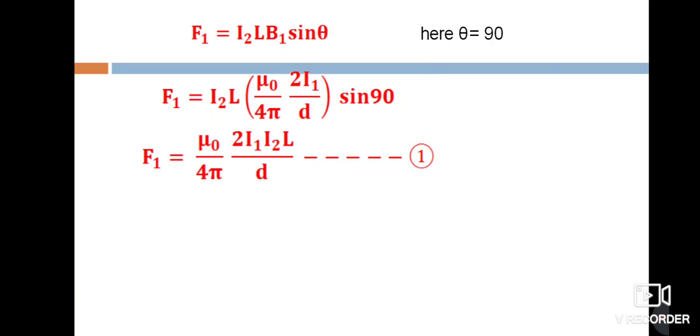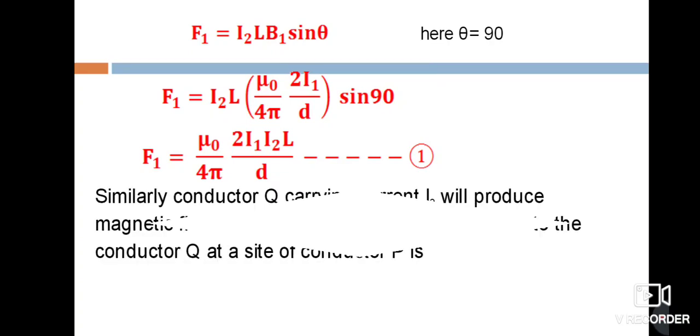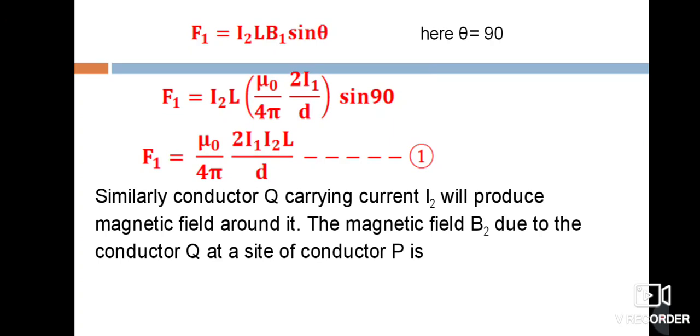The same force is experienced by the conductor Q at the site of P, which we can observe here. Similarly, the conductor Q, which is also carrying current I2, produces a magnetic field B2 at the site of the conductor P, given by B2 is equal to mu naught by 4 pi 2 I2 divided by d.